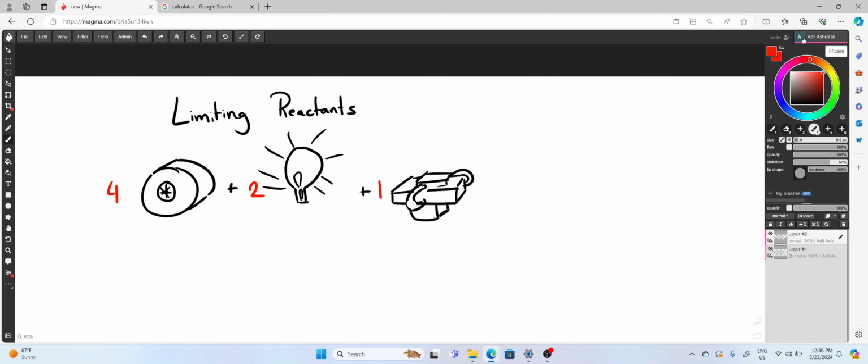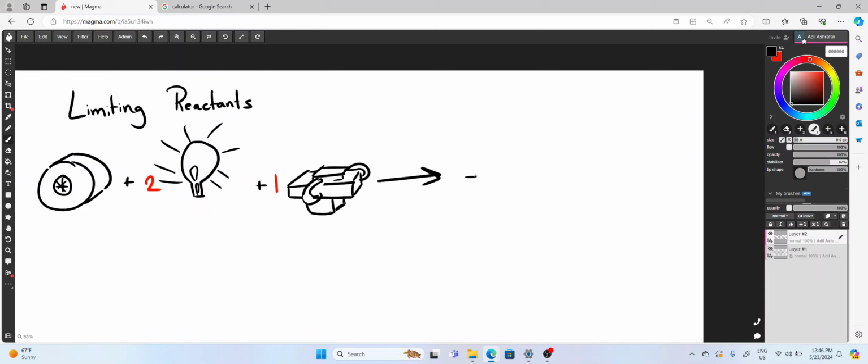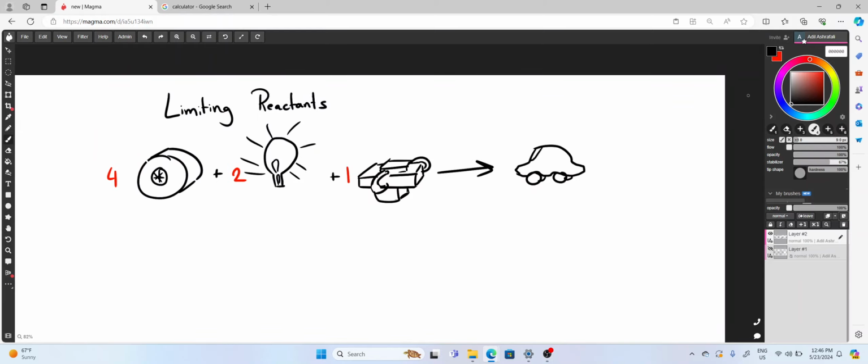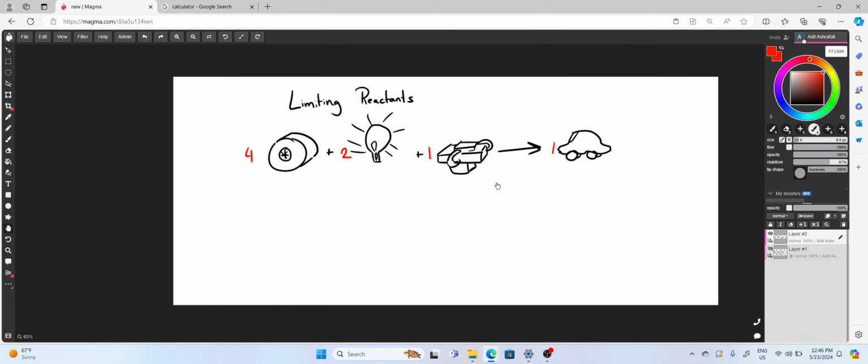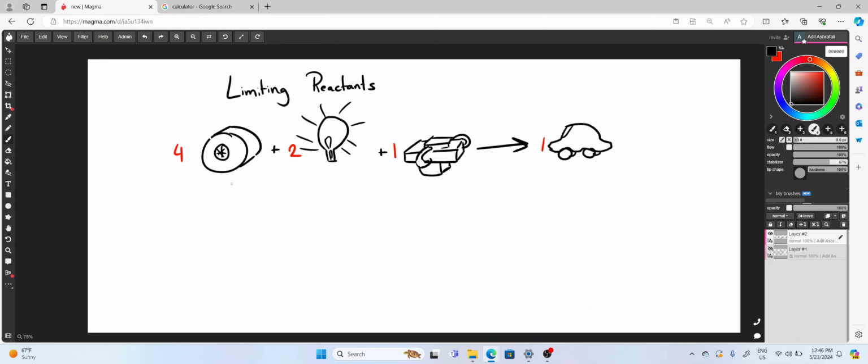So this is the ratio. You need 4 tires, 2 headlights, and 1 engine to make a car. Now again, pardon me for this drawing of what I presume is a car. So this is the relationship. You need 4 tires, 2 headlights, 1 engine to make 1 car.